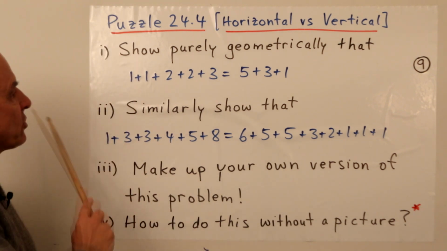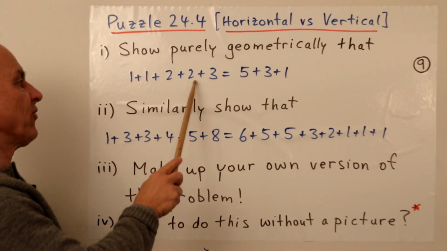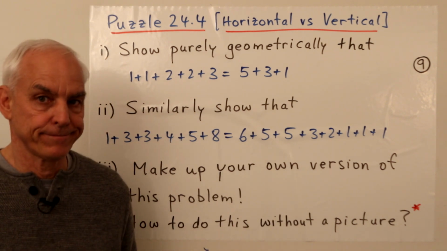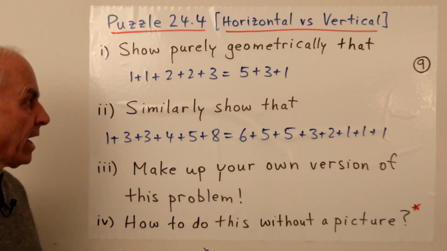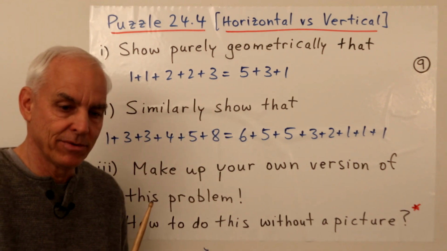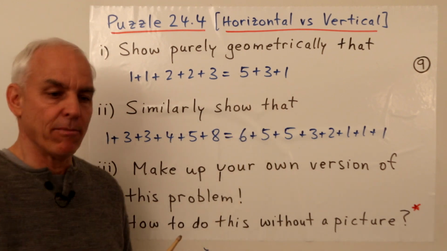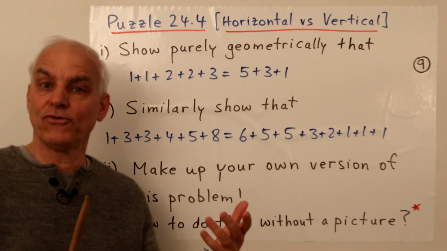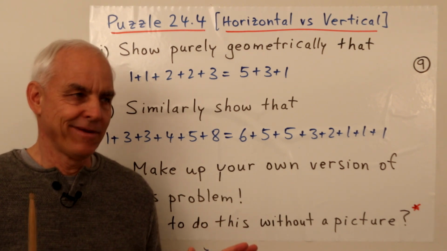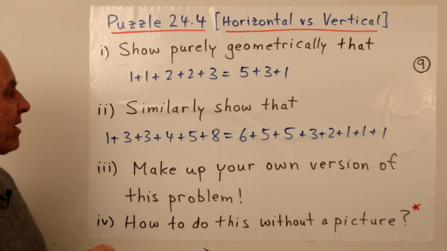So the first question is, show purely geometrically that 1 plus 1 plus 2 plus 2 plus 3 equals 5 plus 3 plus 1. Now, arithmetically, the way to do this would be to add up all these numbers on the left-hand side and separately add up all these numbers on the right-hand side, and hopefully those 2 numbers are the same. But we're asking here for a geometrical demonstration of that doesn't involve actually doing the arithmetic.